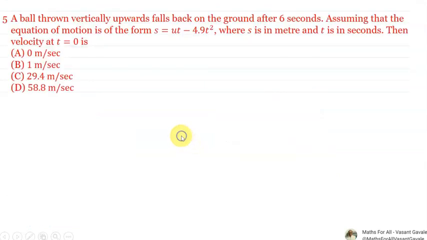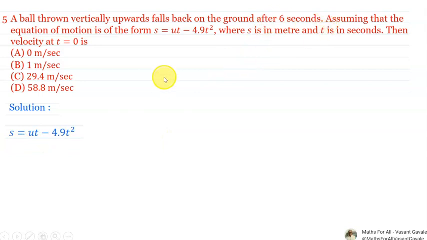Next question. A ball is thrown vertically upward, falls back on the ground after 6 seconds. Assuming that the equation of the motion is of the form S is equals to ut minus 4.9 t square, where S is in meter, t is in second, then the velocity at t is equals to 0 is: option A is 0 meter per second, B is 1 meter per second, C is 29.4 meter per second, and D is 58.8 meter per second. Now see this here.